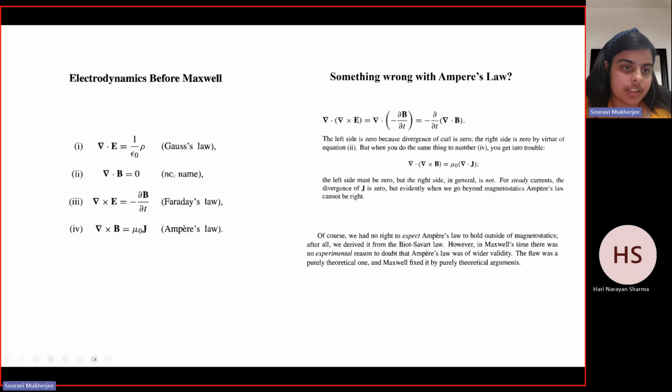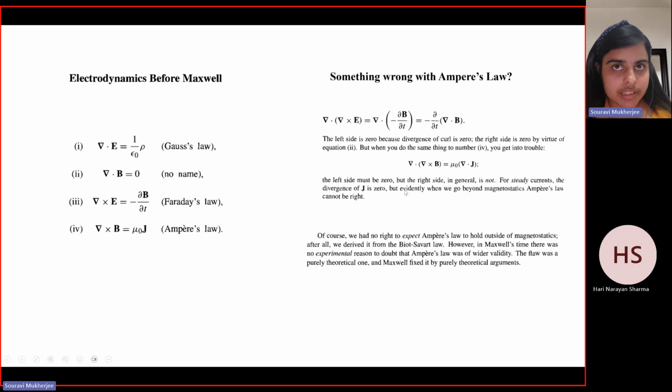So the first point is, if you take this expression and do divergence of curl of E, we know that divergence of curl of E goes to 0. And this is consistent, right? Because divergence of B is always 0. So that means this holds. So nothing wrong with Faraday's law. But now if you do the same for the Ampere's law expression, what you see is that you get this mu naught J term, right? And mu naught J is not necessarily always 0. It is 0 only in magnetostatics, right?